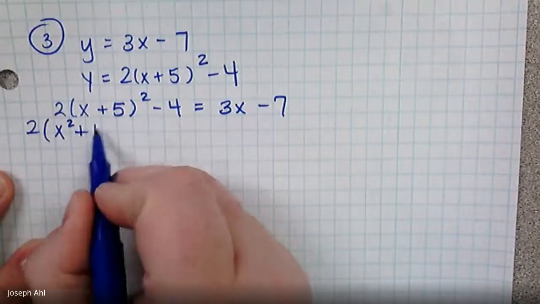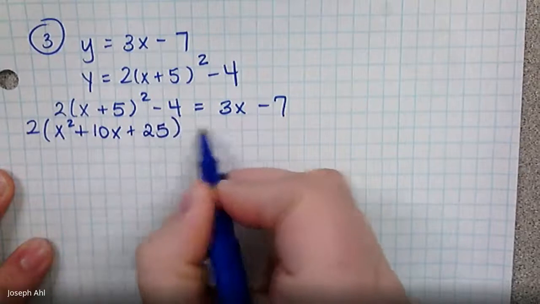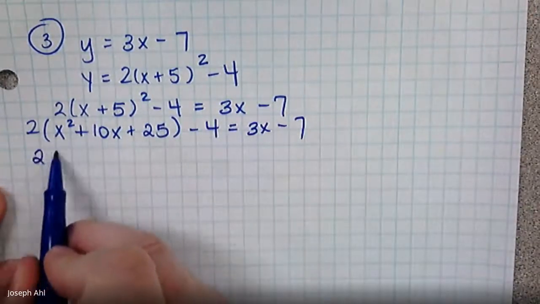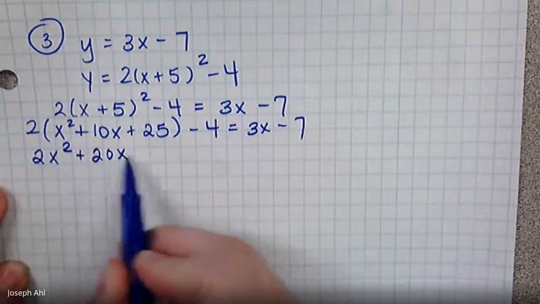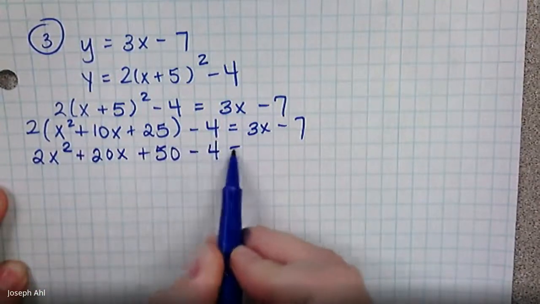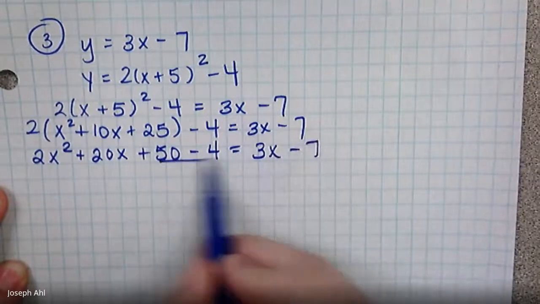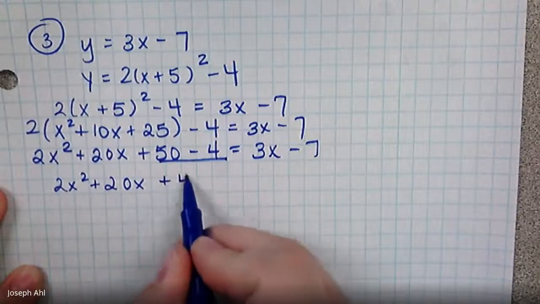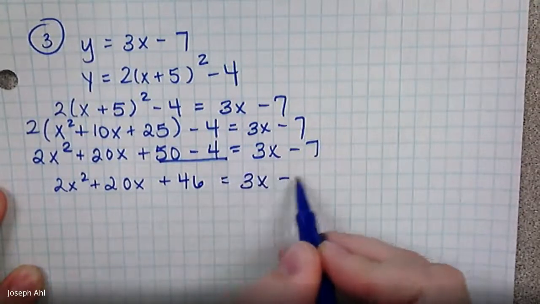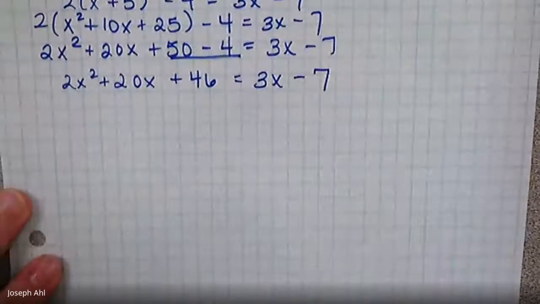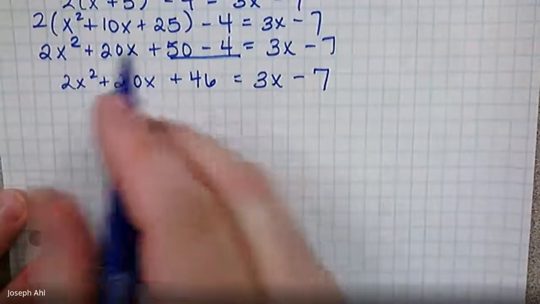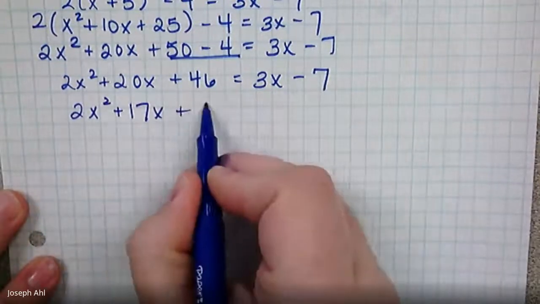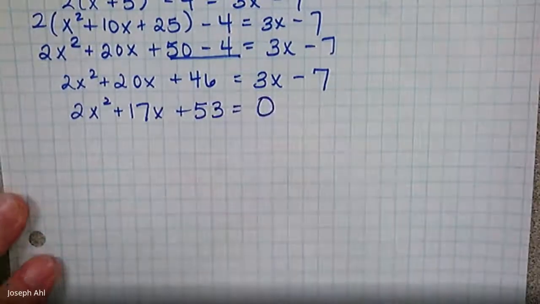So this becomes x squared plus 10x plus 25 when I expand that. So then from there, I'm going to distribute a 2 to make it 2x squared plus 20x plus 50. Combining the like terms of 50 minus 4, we get 2x squared plus 20x plus 46 equals 3x minus 7. All right, move some stuff over to this side, subtract the 3x to make it 17x in the middle. And if I add 7, that's now plus 53 is equal to 0.